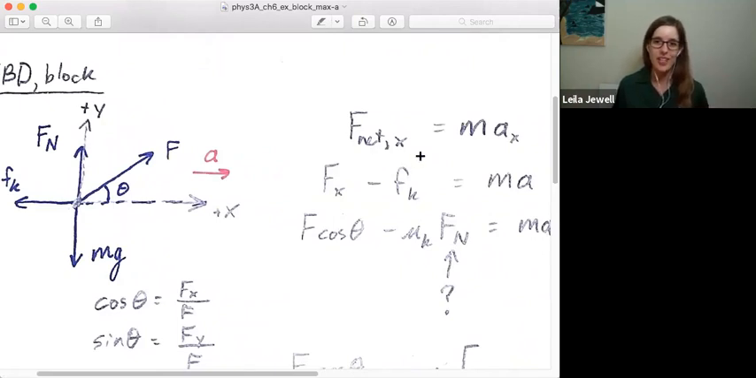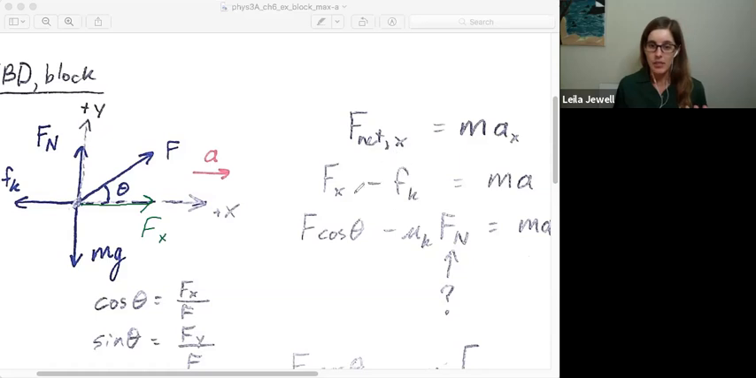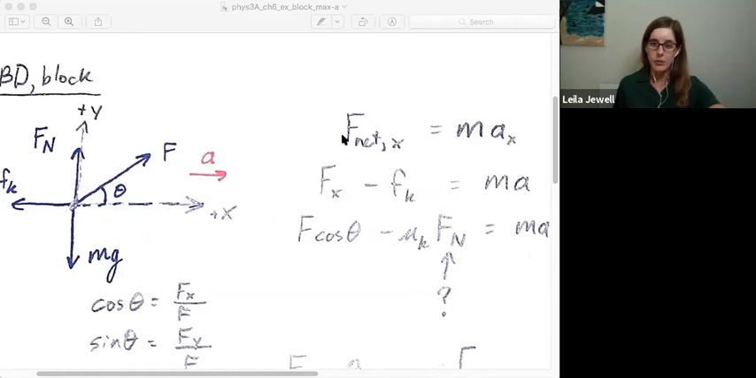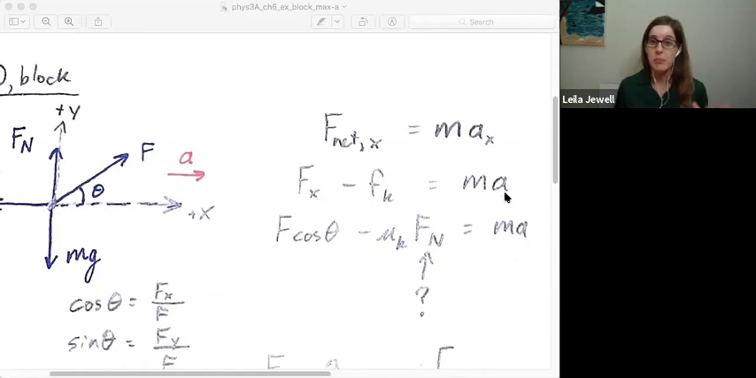So in the x direction, F net x is equal to m a x. So the forces in the x direction are, once again, the x component of this applied force, F sub x, and then it's minus the force of friction, F sub k. F sub x we saw was given by F cosine of theta, and then we subtract out that force of friction, which is mu k times the normal force. And that will be equal to the mass times the positive acceleration.